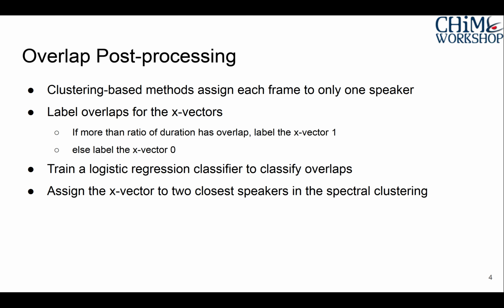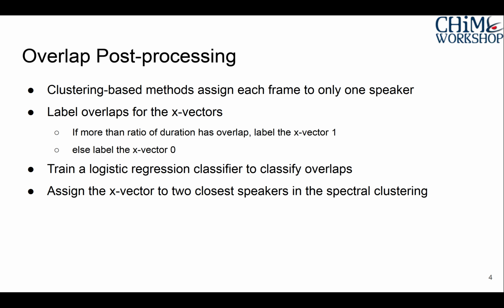However, any kind of clustering-based method has one shortcoming, which is it can't deal with the overlap in the speech. For example, if there are 2 speakers talking at the same time in the frame, the clustering-based method can only assign this frame to 1 speaker instead of 2. So this will cause the unavoidable error.